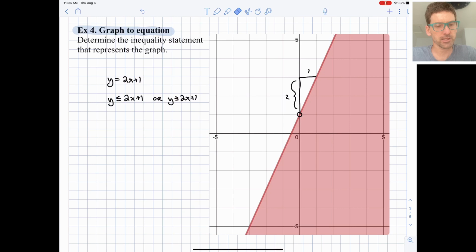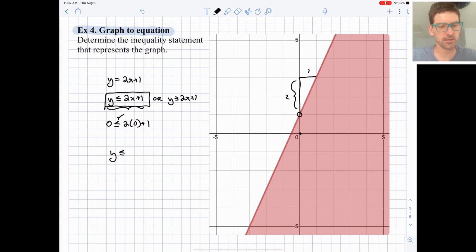So I'm going to hypothesize that this is my correct answer, this one right here. But let's plug in 0, 0 and test it. So is 0 less than or equal to 2 times 0 plus 1? It is. So that means that since we know that 0, 0 is in the shaded region, this is going to be our correct final inequality. So y is less than or equal to 2x plus 1. Looks like we solved that guy, and that's a good place to stop right there.